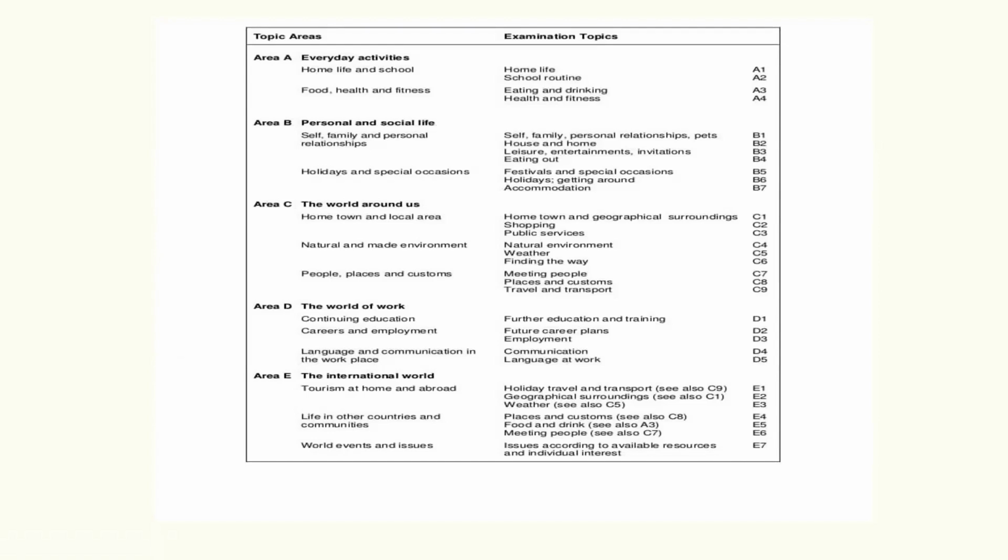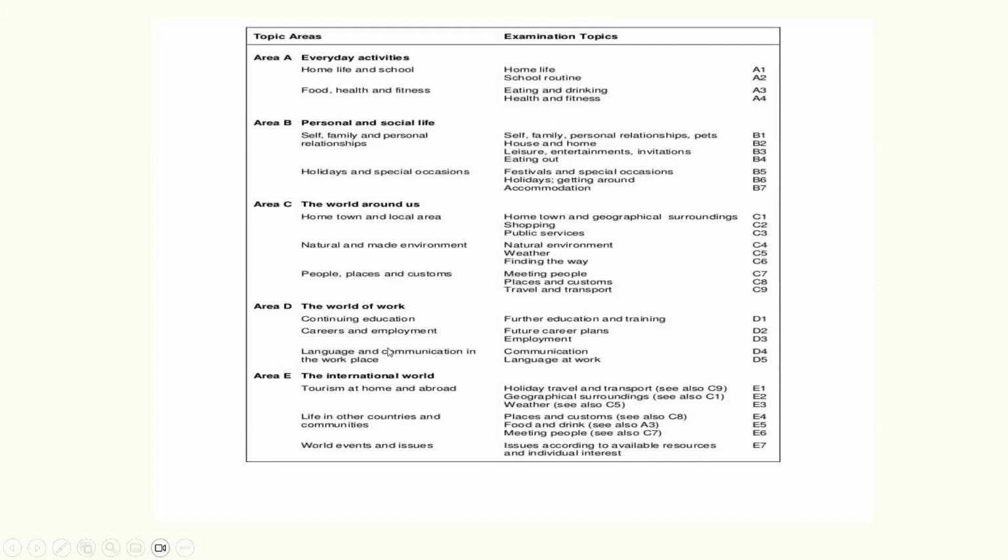The second topic area is about personal and social life. They will be asked to talk about themselves, their family, their friends, their pets, and holidays and special occasions. The third topic area is the world around them. They have to talk about the city where they live, their local area, the community. They may be asked to talk about the environment, the people, places, the countries that they have visited or would love to visit, and the culture and customs.